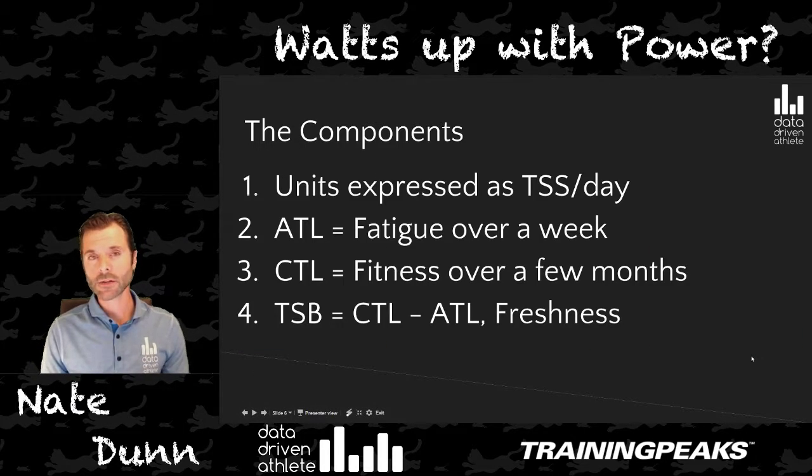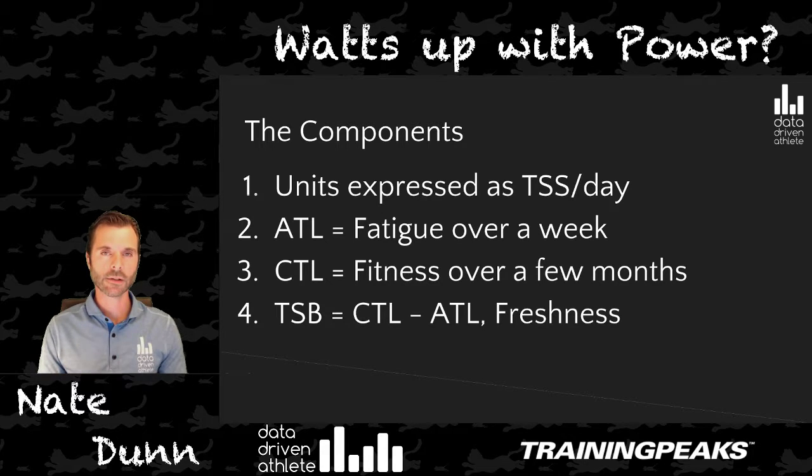Using that as a foundation, the units used in the performance manager chart are expressed in TSS per day. Each of these different metrics that we're going to talk about briefly are expressed in TSS per day. The first one is ATL, or acute training load, and that's an approximate representation of your fatigue over about a week. Then we have CTL, or chronic training load, which is your fitness over a few months. And then we have TSB, or training stress balance, which is CTL minus ATL, which is an approximation of your freshness. So again, if you want to look into these in more depth, you can check it out online, but that's a really quick introduction here.